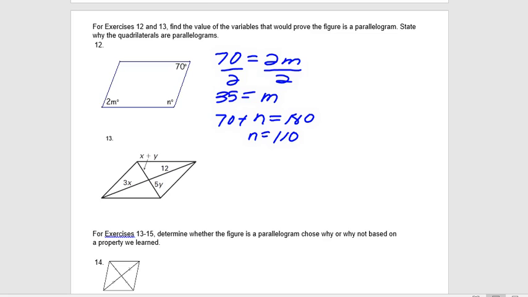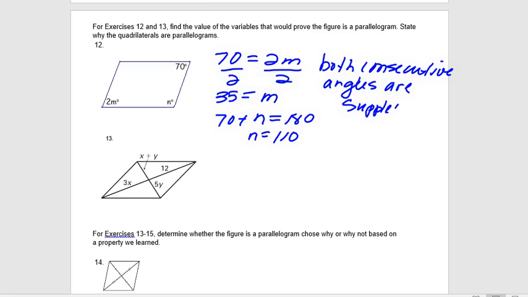Because both consecutive angles are supplementary. Because this was 70 and this was 110. So when I add 110 to 70, that's 180, and when I add 110 to 70, that's 180. The next one, again, we're solving for x and y here.